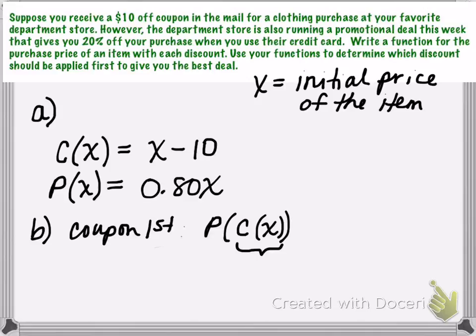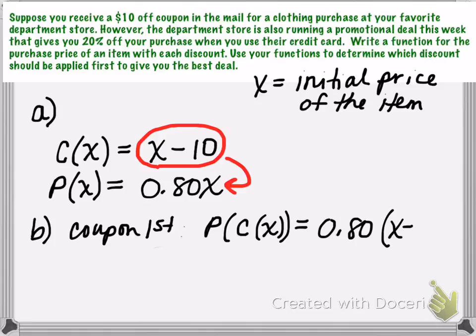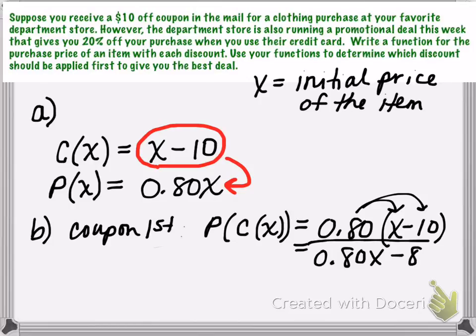So let's go ahead and actually do the algebra here. We're taking the coupon function and it becomes your input. You're substituting it into your P function, your percentage function. So that would be 0.8 times the quantity x minus 10, which if you distribute, you get the expression 0.8x minus 8. So that would be the new function if you apply the coupon first.